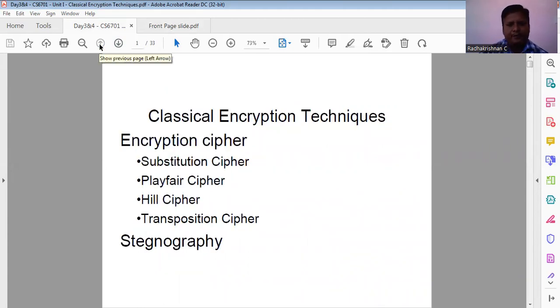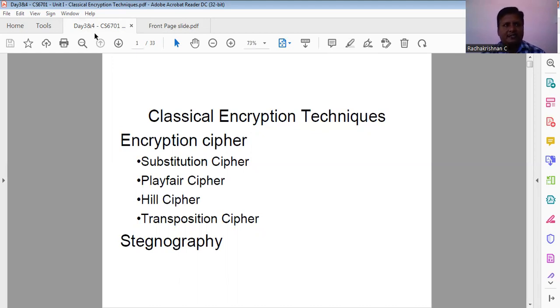Generally, the classical encryption techniques, the substitution technique and steganographic concepts are implemented. Classical encryption technique is broadly categorized in two ways: encryption with cipher techniques and the steganographic concept. Cipher techniques include the substitution cipher, playfair cipher, hill cipher, and transposition cipher, having different types of ciphering operations.